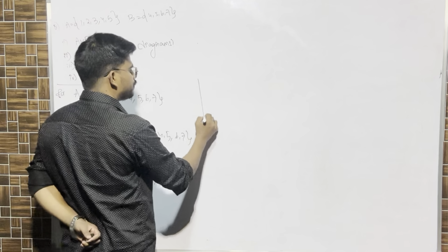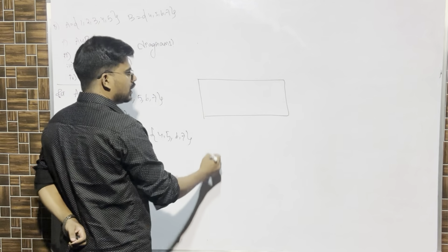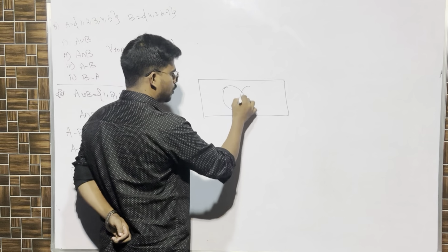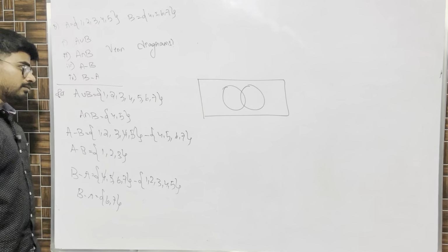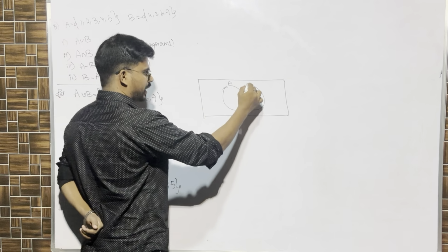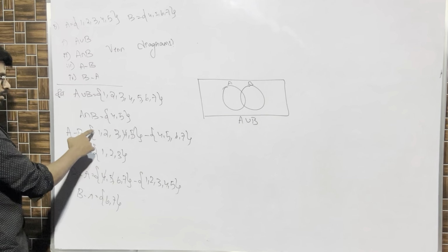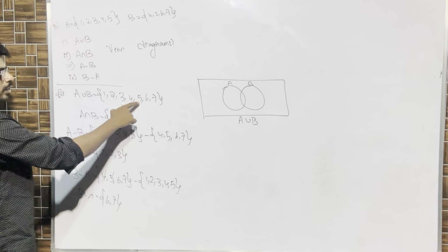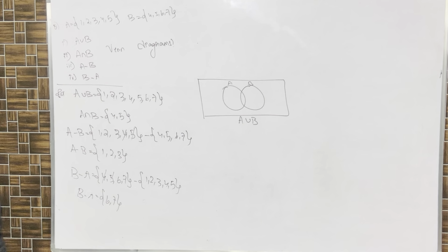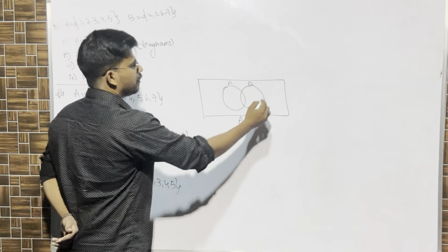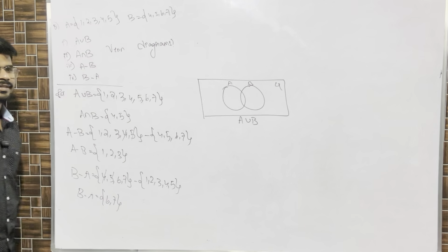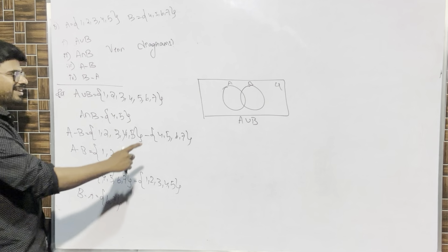First, A union B. Take a set. Draw 2 circles. These two are A and B. This is A, this is B, this is A union B. Mu is the universal set, A is the set. A union B.